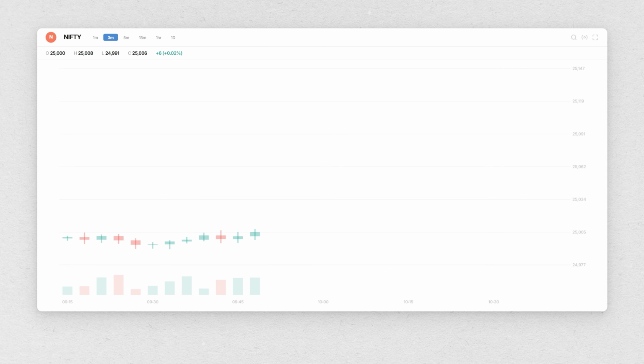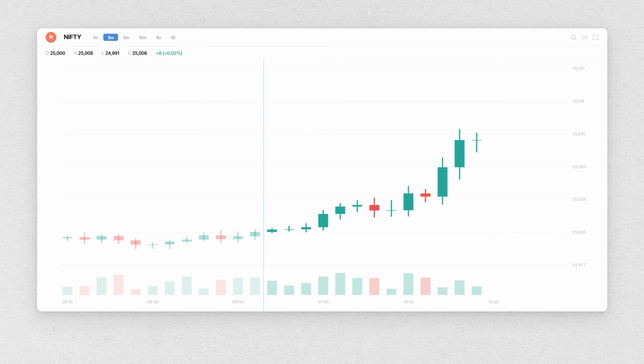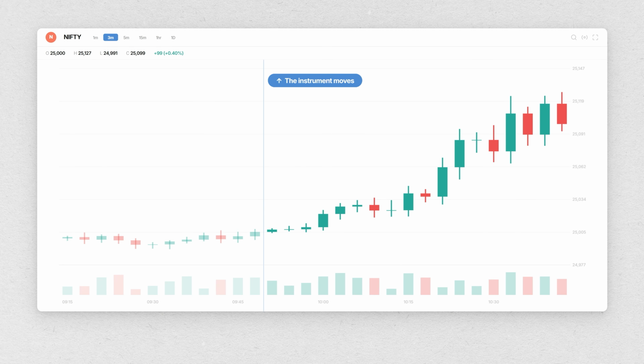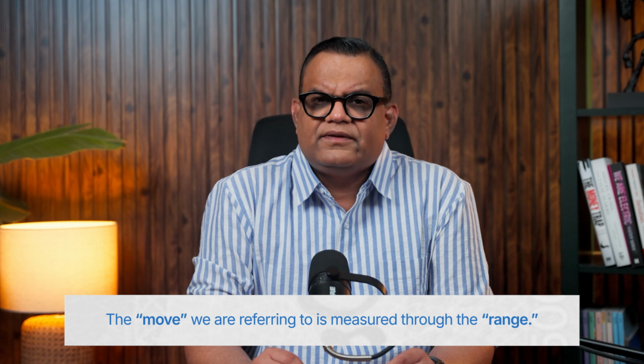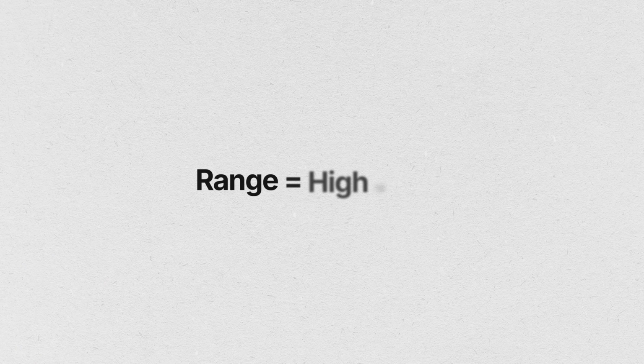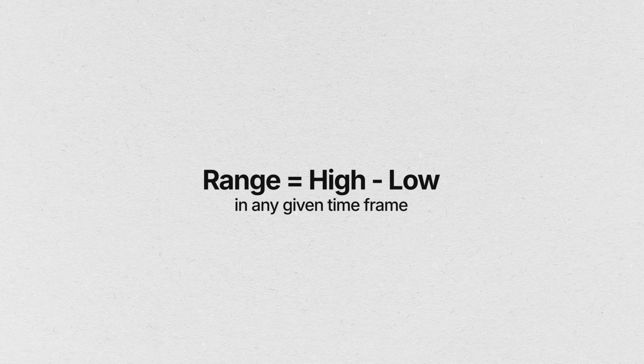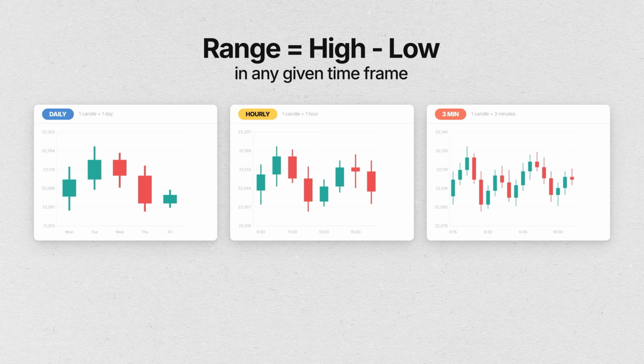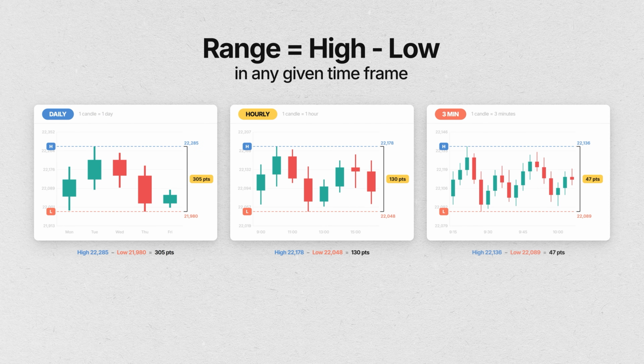The most fundamental thing when it comes to scalping is that you want the instrument to move. Only if it moves does the question of predicting the move and making money from it arise. The move that we are referring to is what is measured through range. When I say range, I mean high minus low range for any given time frame. It can be daily, hourly, or any specific time window.